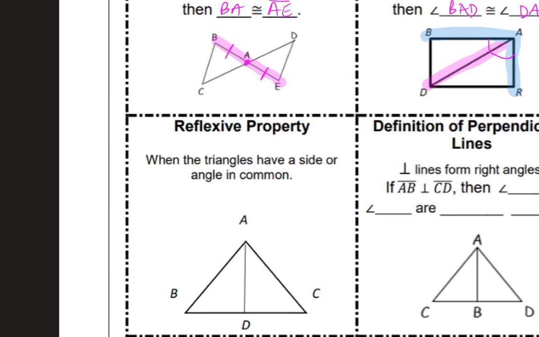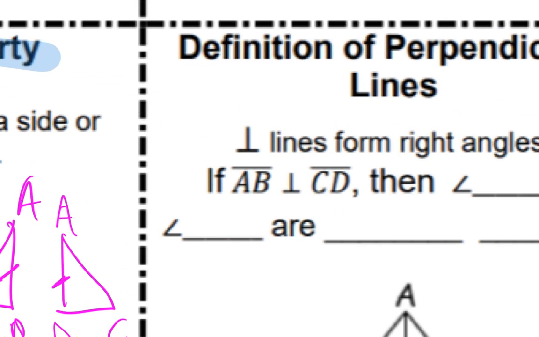Okay, next, reflexive property. We said the reflexive property is when two triangles have a side or angle in common. So if we look over here, these two triangles share that. If we imagine one triangle is like that, A, B, D, and then the other triangle is still that same A, still that same D, but this one's C, so this one shares this same side AD right over there. So that's called the reflexive property.